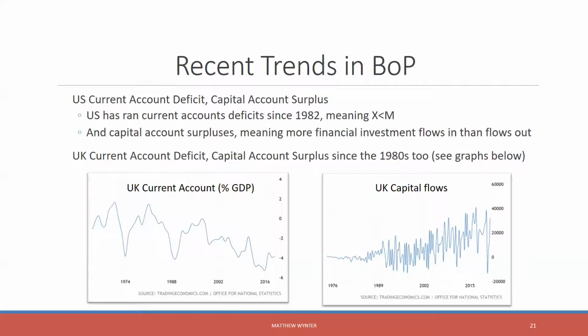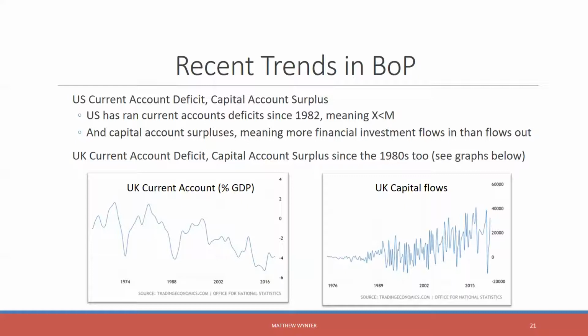and we have more investment that comes in than goes out. Another country that has a very similar situation that you may not have thought about is the UK. The UK has run current account deficits and capital account surpluses generally since the 1980s as well. And you'll see that in the graphs below. On the left-hand side, we've got the UK current account as a percentage of GDP. And what you'll notice is that since the 80s, that line has been well below zero for quite some time.